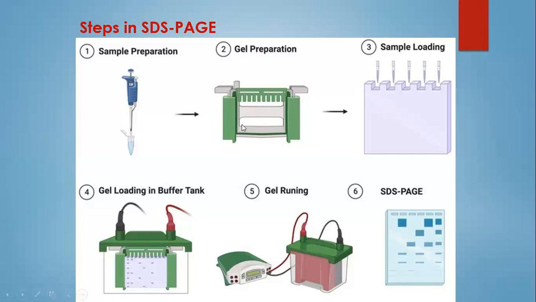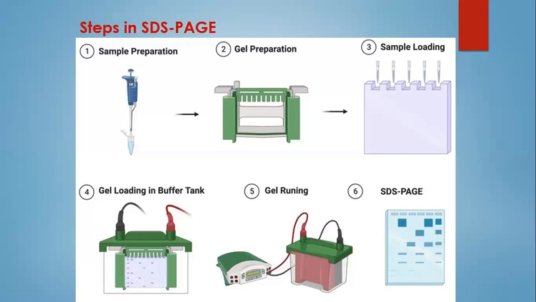There are 2 plates in the casting chamber. The separating gel is poured in the casting chamber. Add butanol before polymerization to remove the unwanted air bubbles present. The comb is inserted in the spaces between the glass plates. The polymerized gel is known as the gel cassette.